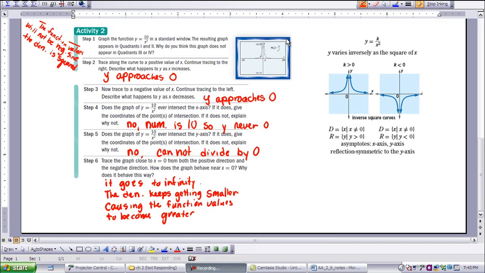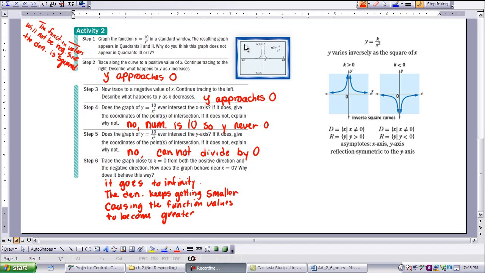Let's look at your findings from activity 2. The first step was to graph the function y equals 10 over x squared in the standard window. The resulting graph appears in quadrants 1 and 2. Why do you think this graph does not appear in quadrants 3 and 4? Well, if you look at our denominator, it's going to be x squared. That value, no matter what value you put in there, will always come out positive. So our function will never be negative, so that's why it always stays in these top two quadrants.